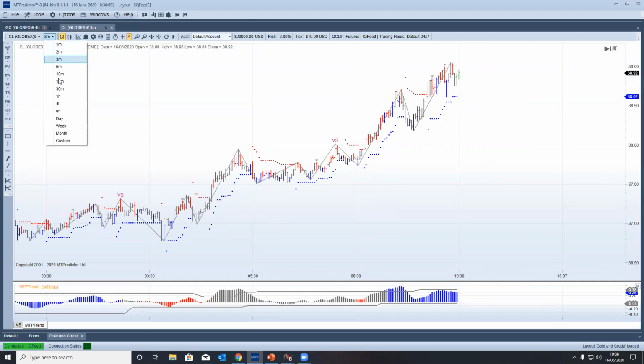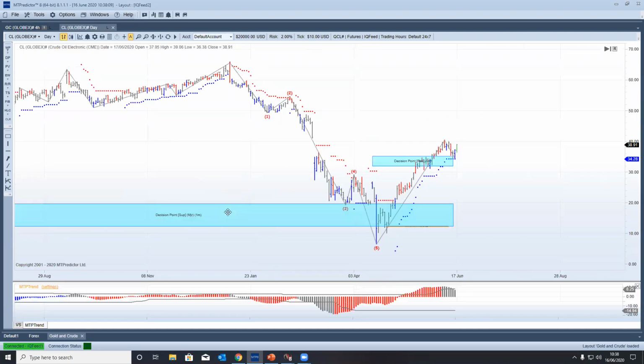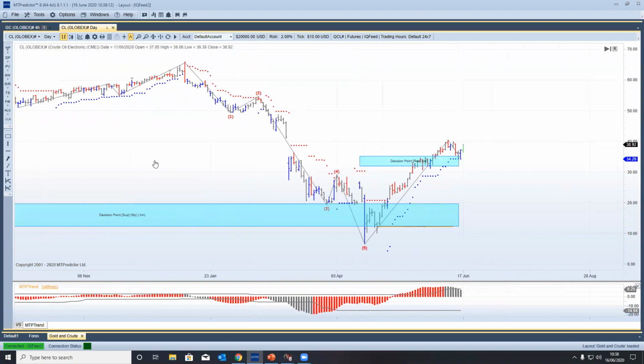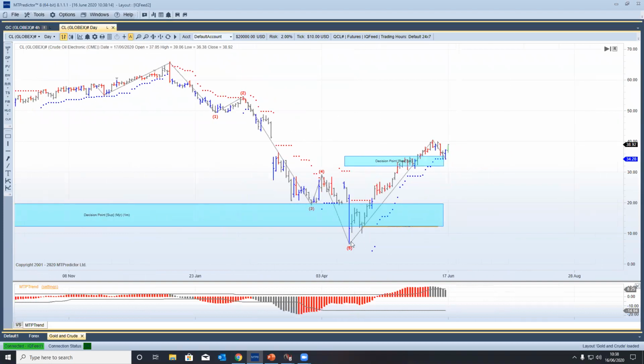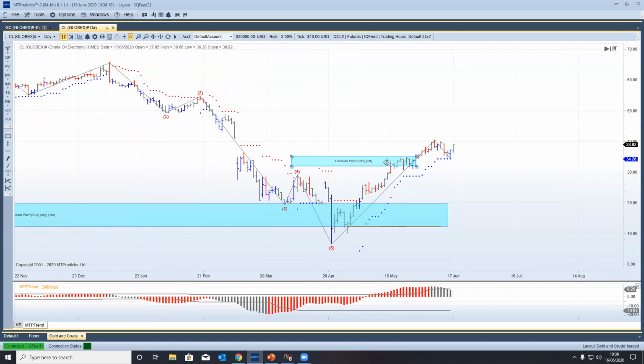So here's crude oil. If we go out to a daily chart, this is what we're looking at on crude oil, where we came down to a wave 5 low. The market's rallying up. It's gone past the DP from this wave 4, so it's not in a hugely clear position. It may well now continue rallying because we've gone past this DP off the wave 4. So we may well just be on the long side of that.